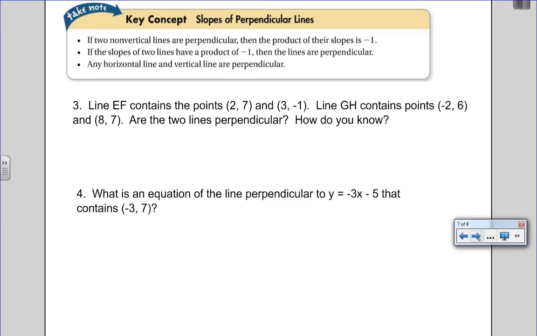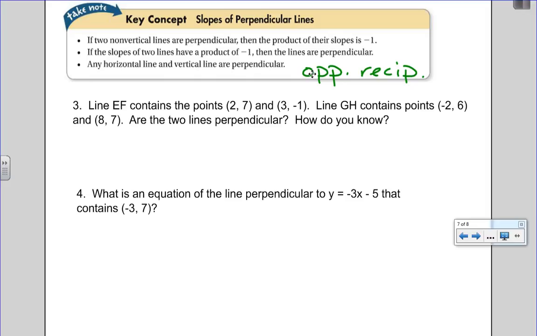All right. And finally, perpendicular. If two non-vertical lines are perpendicular, then the product of their slopes is -1. So you can check to see if two slopes are perpendicular by multiplying their two slopes. And if you get -1 as your product, then it's perpendicular. All I want you to remember is opposite reciprocal. Reciprocal means flipping the fraction. Opposite means negative.